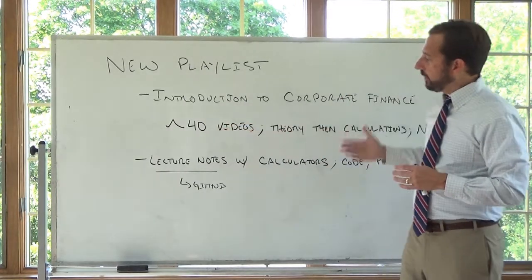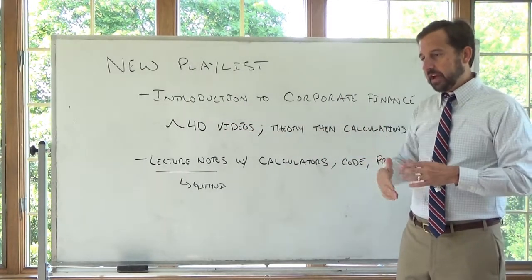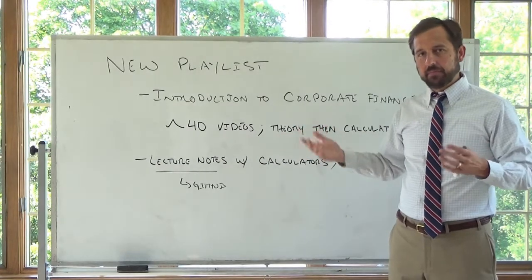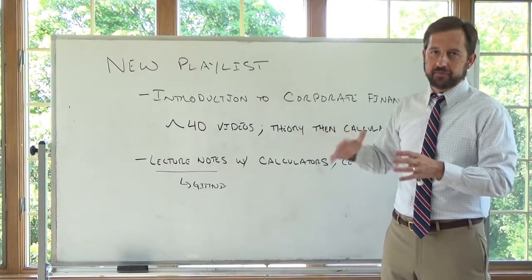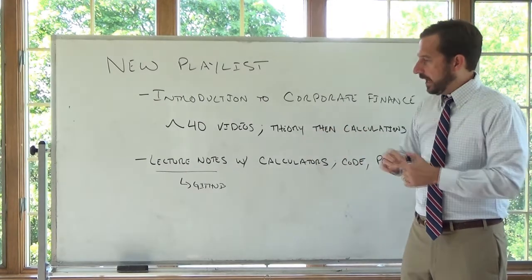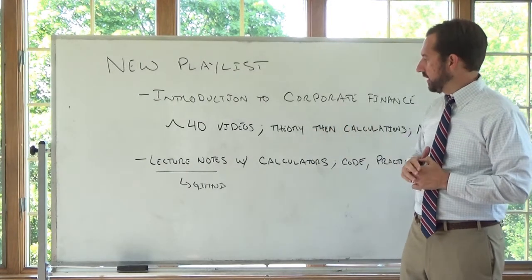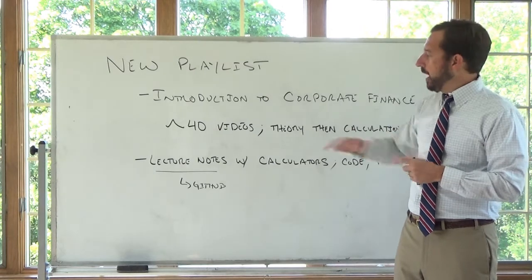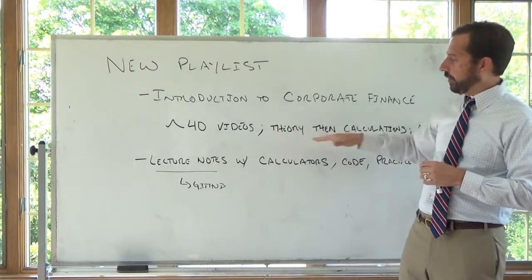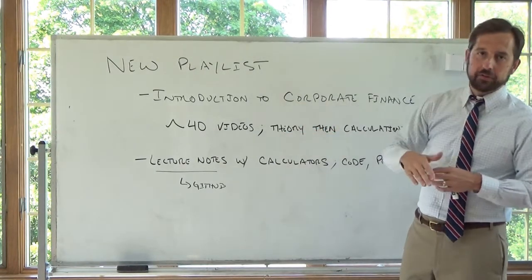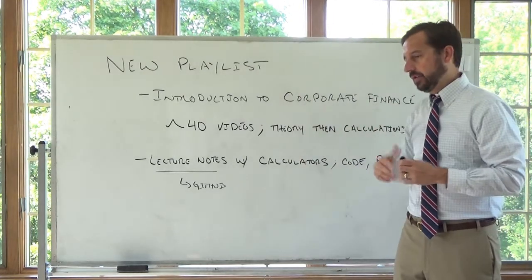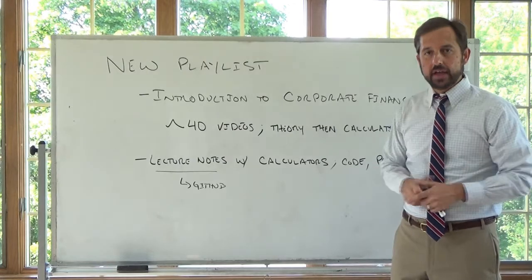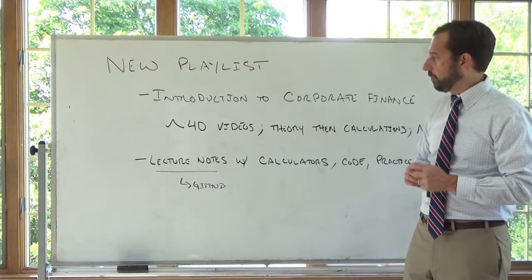I'm going to do about 40 videos approximately. I already have about 10 plus up. I'm shooting for completing the course in 40, maybe 50 videos. Again, trying to keep them short, less than 10 minutes. I'm going to do the theory on the whiteboard here, and then I'll go back through and do some calculations in a spreadsheet or in a programming language.